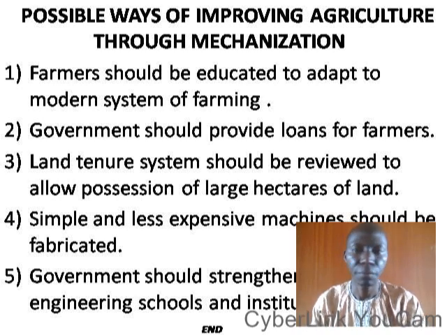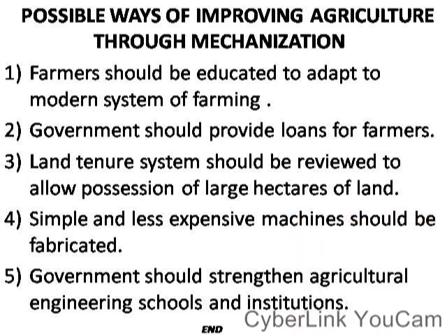Number 4, simple and less expensive machines should be fabricated. Here in Africa, simple machines that are not very expensive should be produced so that the local farmers, the peasant farmers, can make use of them.